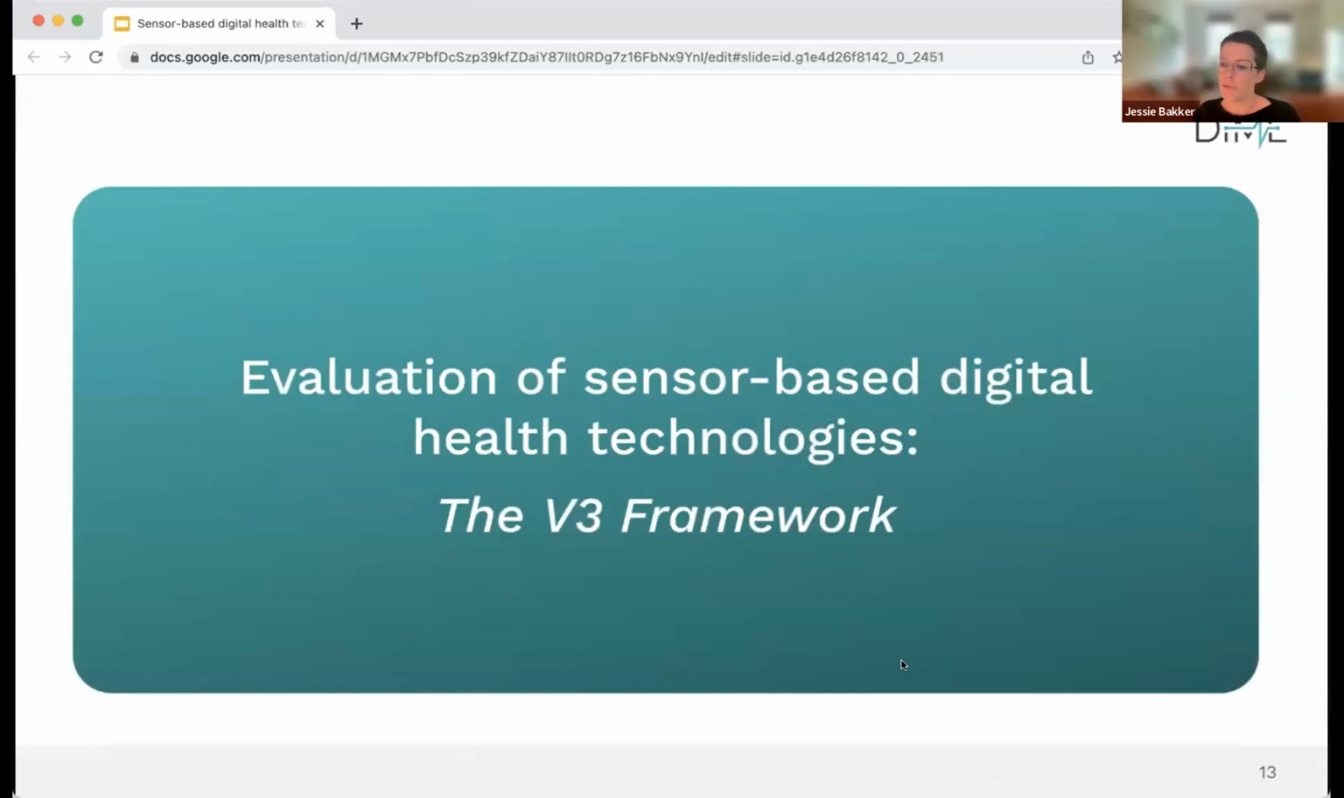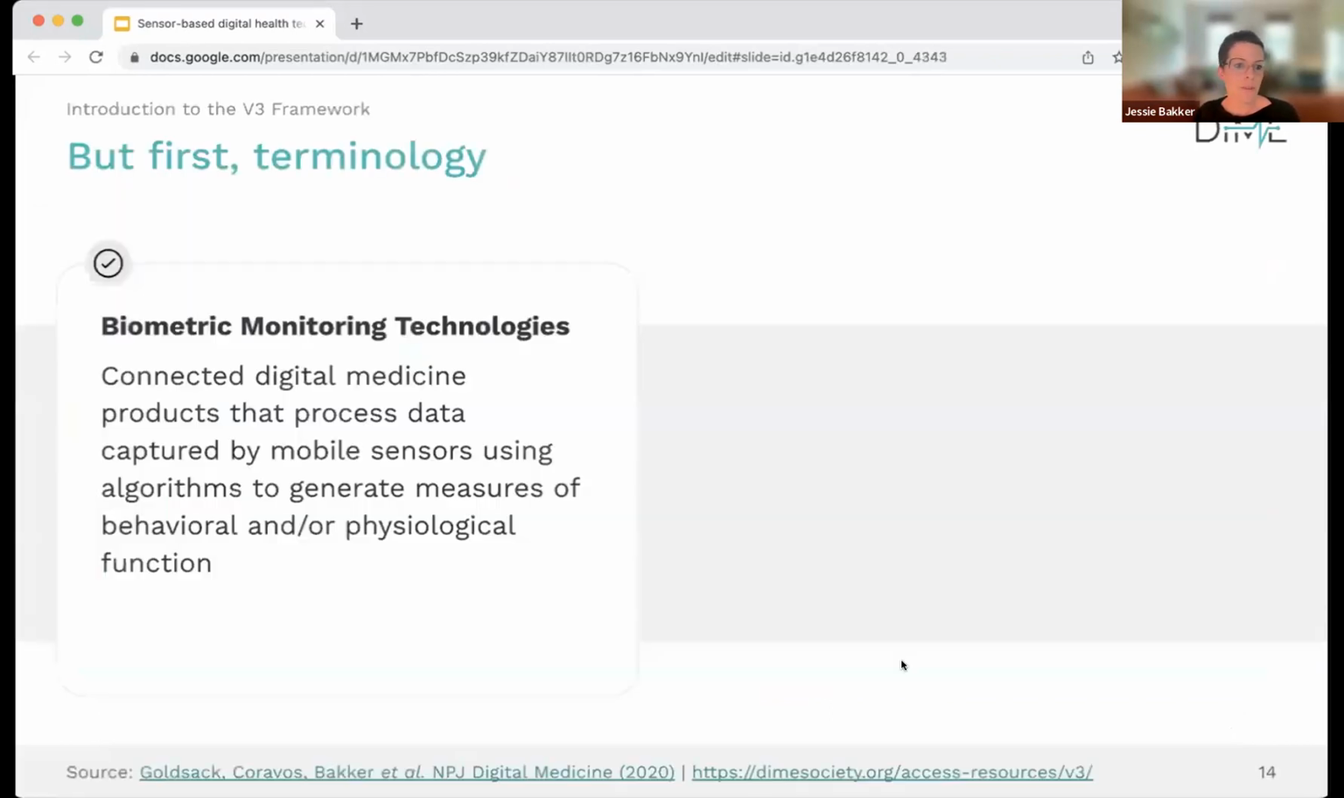So moving into an overview of the framework itself. Before I get into it, let me just quickly define some terminology. The paper published in 2020 refers to biometric monitoring technologies, or biomets for short. The definition of a biomet is on the screen. I'm not going to read it out word for word, but there are 4 key characteristics of the types of tools that we're talking about here.